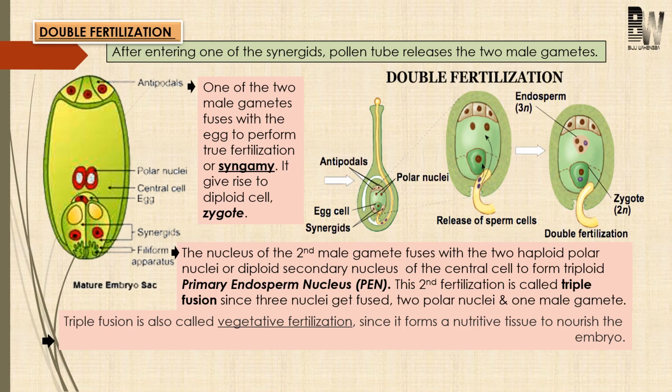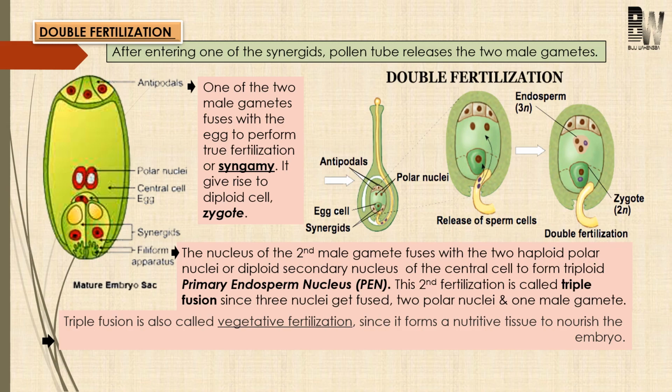As three nuclei are involved in this fertilization, the second fertilization is known as triple fusion. After triple fusion, a nutritive tissue is also formed. Because of that, triple fusion is also known as vegetative fertilization.